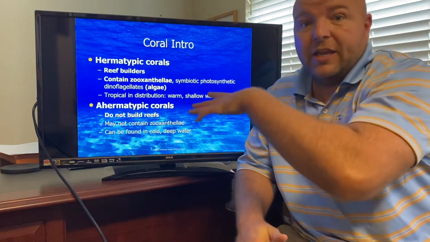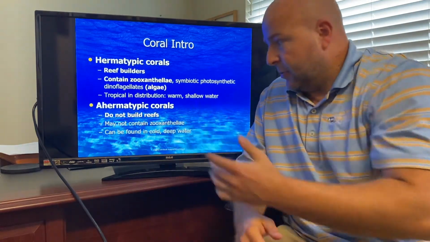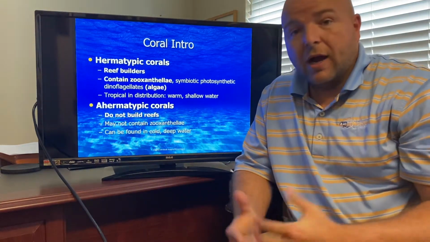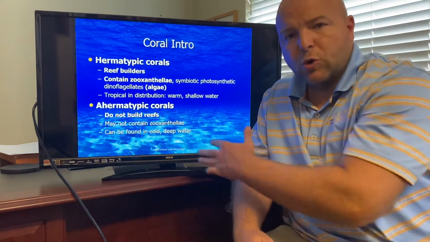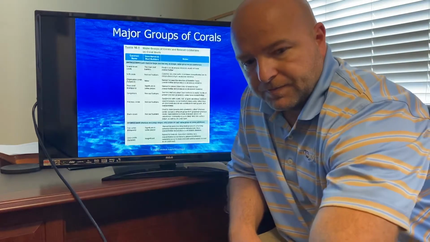And we'll talk more about that as we go. And we also have our ahermatypic corals. These do not build reefs. They may not contain a zooxanthellae, and they can be found in colder, deeper waters.